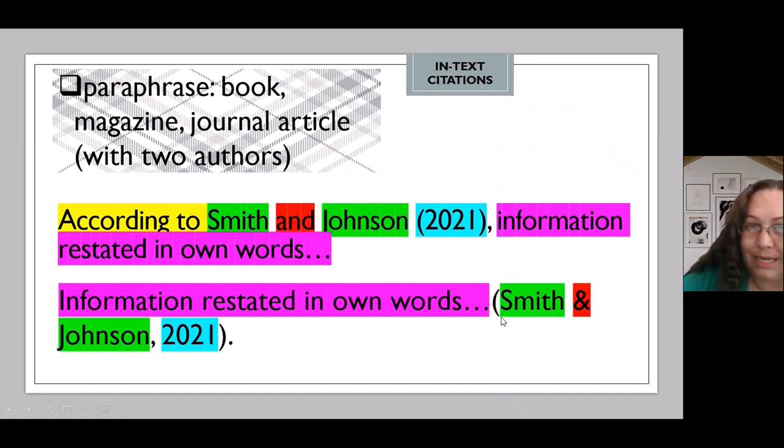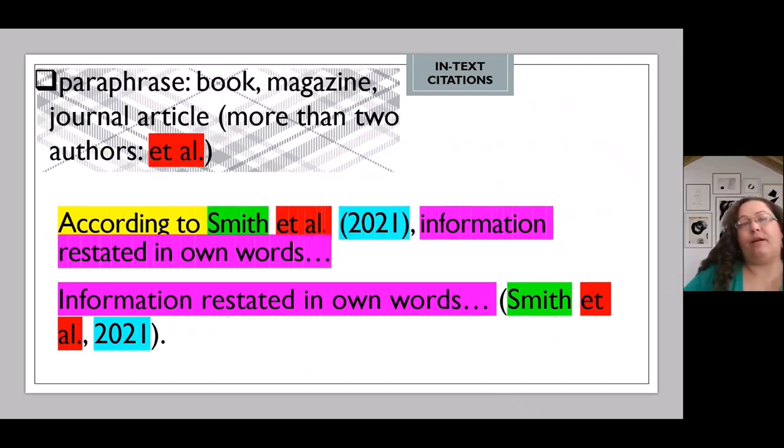If the reference to the source appears at the end of the sentence, then the two authors are going to be joined with the sign and. Do not forget, the author is always accompanied by the year of publication. Therefore, after the authors' information, comma, year of publication, close parenthesis, period.